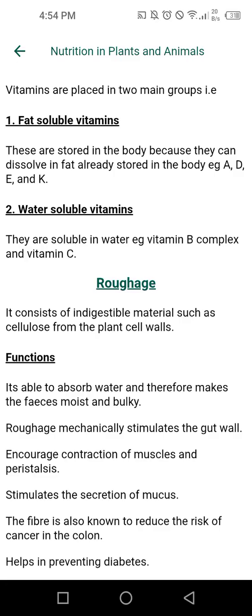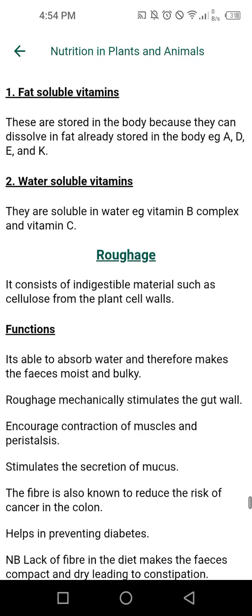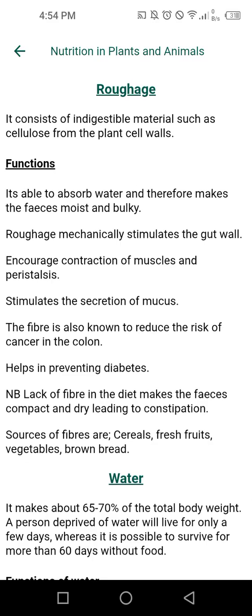Roughage. It consists of indigestible materials such as cellulose from the plant cell walls. Functions: it's able to absorb water and therefore makes the feces moist and bulky. Roughage mechanically stimulates the gut wall, encourages contraction of muscles and peristalsis, and stimulates the secretion of mucus.